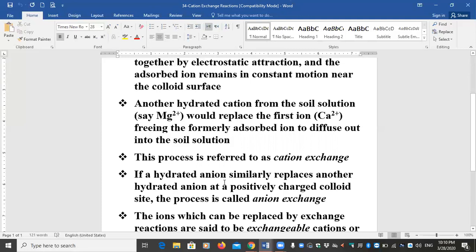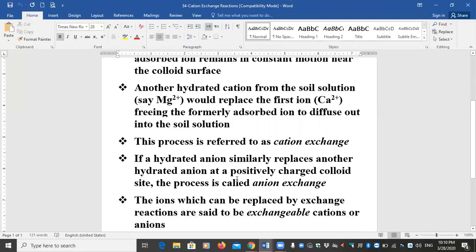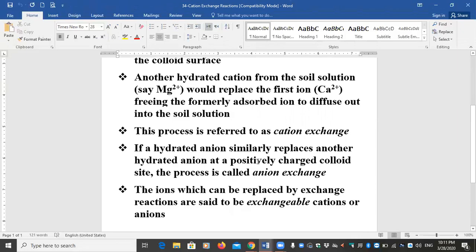If a hydrated anion similarly replaces another hydrated anion at a positively charged colloid site, the process is called anion exchange. So if you have a positive charge on the surface of the colloid and an anion is adsorbed, another anion can take its place. The process is called anion exchange instead of cation exchange.